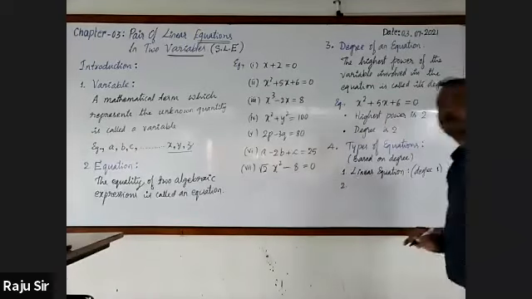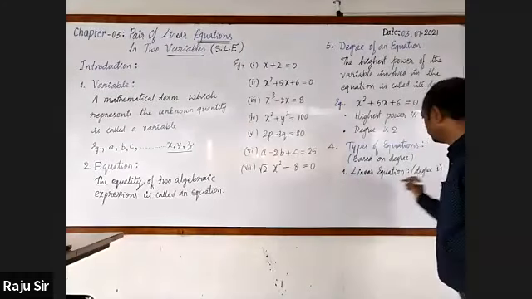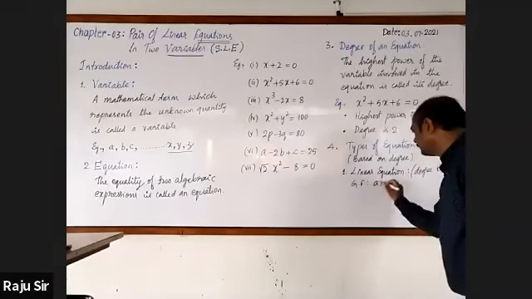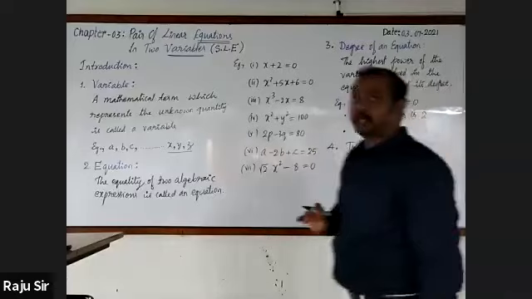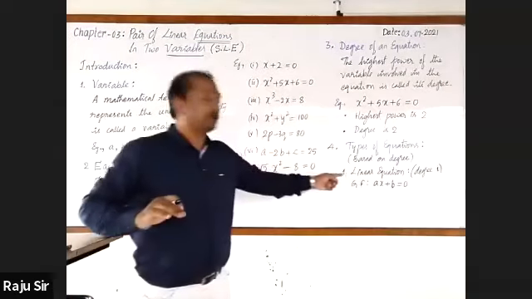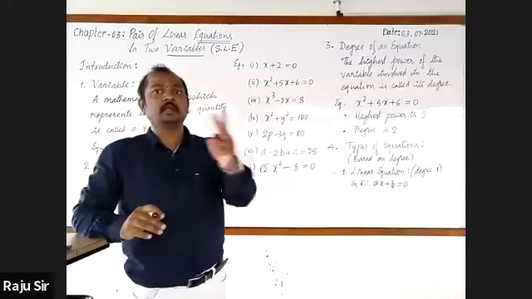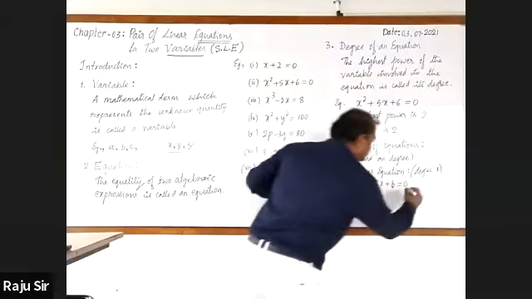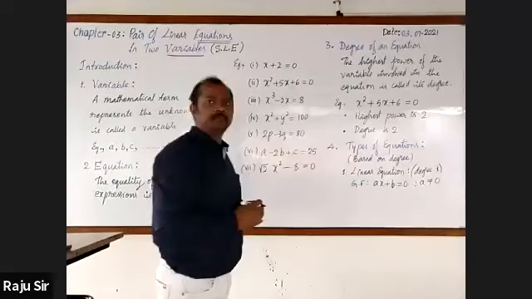Or just below that, give one more information. Its general form is ax plus b is equal to 0. If you write only ax plus b, it can be a linear polynomial. Please do remember, as it is an equation, you must show both LHS and RHS part. ax plus b equal to 0, where a is not equal to 0.